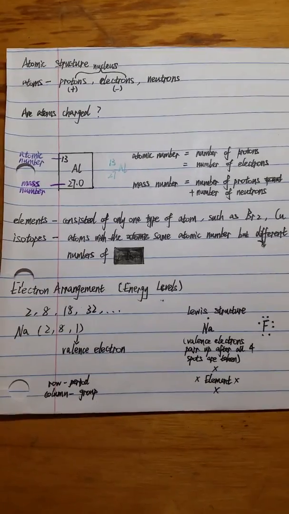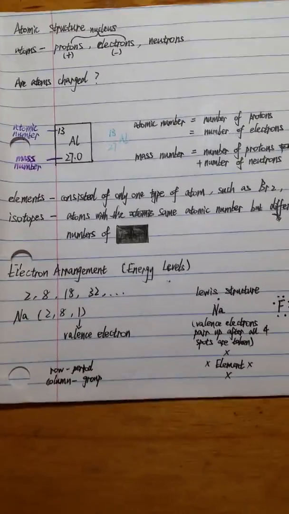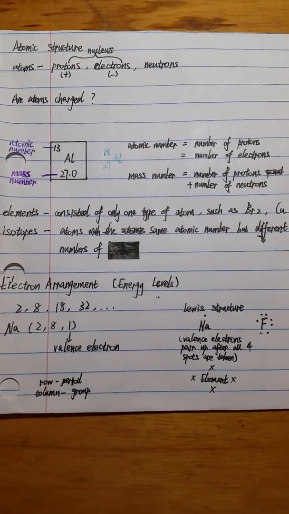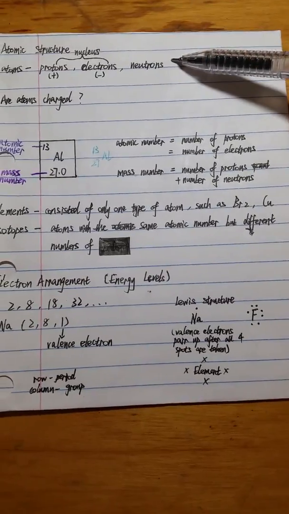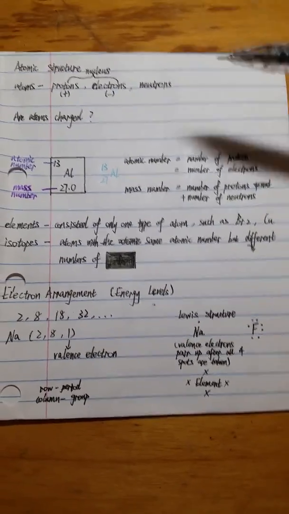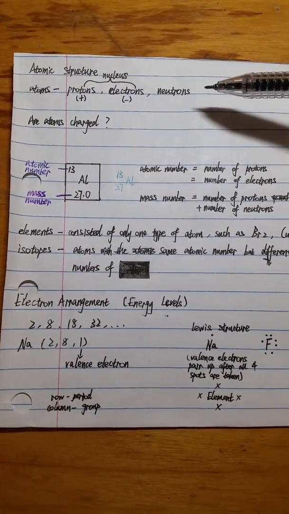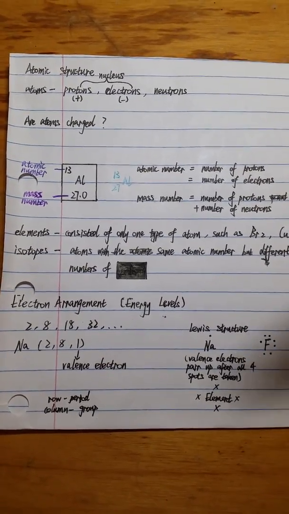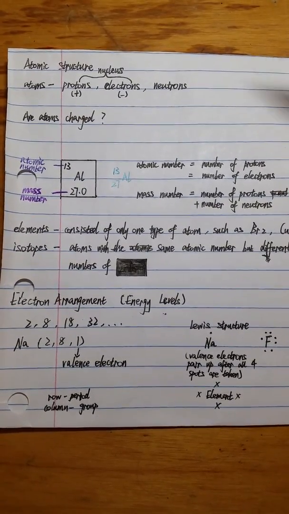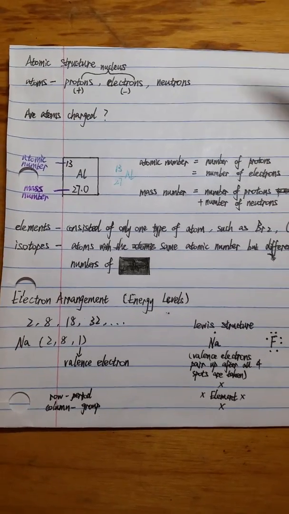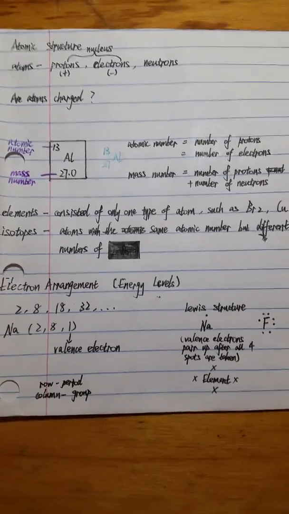And neutrons aren't charged, which we can tell by the name neutron. Both protons and neutrons are inside the nucleus, but electrons are outside the nucleus. So are atoms charged? They are not, because in all atoms, the number of protons and electrons are the same. So the charges cancel each other out, and the atom is not charged.